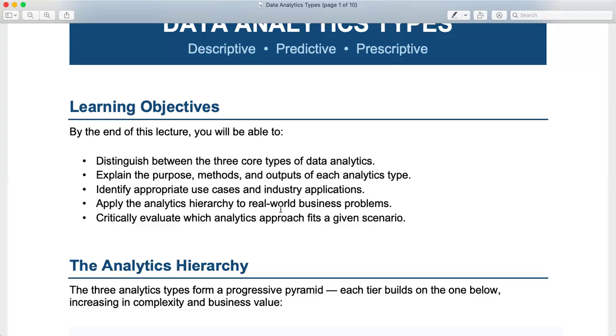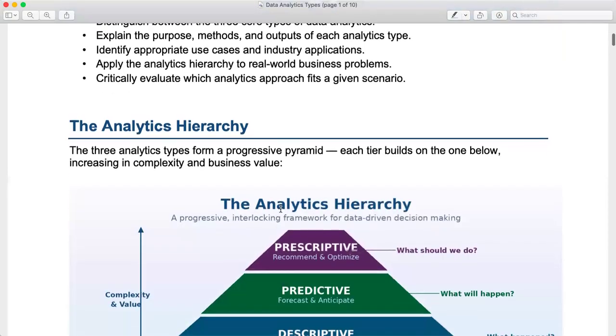Similarly, you will be able to identify appropriate use cases and industrial applications. You will be able to apply the analytics hierarchy to real world business problems, and critically evaluate which analytical approach fits a given scenario. So these are the learning objectives that we will be trying to achieve by the end of this course.